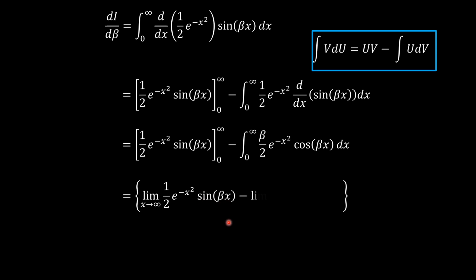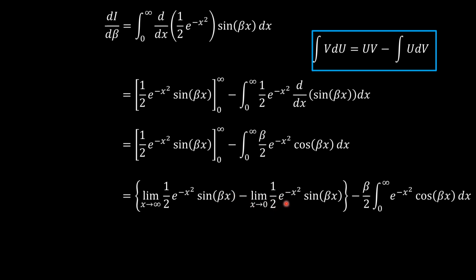Since sine beta x oscillates between -1 and +1, what we have here is that as x tends to infinity, half times e to the power negative x squared tends to 0. So the product of 0 and this oscillation here just tends to 0. Minus, as x tends to 0, this part here tends to half times e to the power 0, which is just half times 1, but sine beta x will tend to 0. So this part also tends to 0.